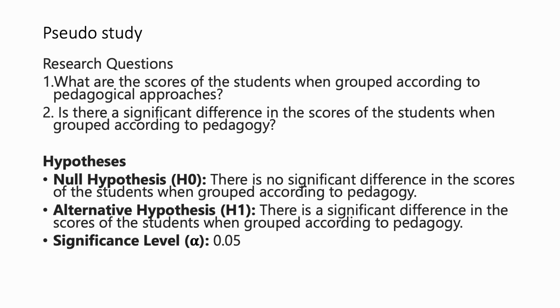Research question number 1 intends to find the descriptive scores of the students based on different pedagogical approaches. Number 2, to test if there is a significant difference in scores among the different pedagogical groups. Hypothesis: the null is no significant difference in scores among the groups. Alternative: there's a significant difference in scores among the groups. Significance level or alpha, 5%. Now, let's move on to the simulation.